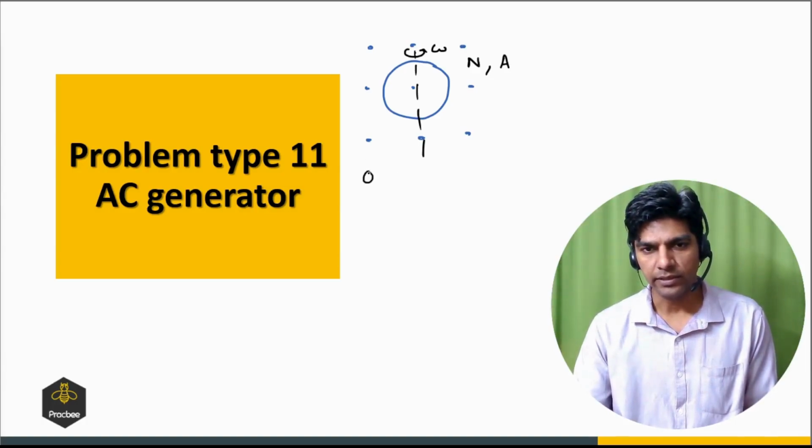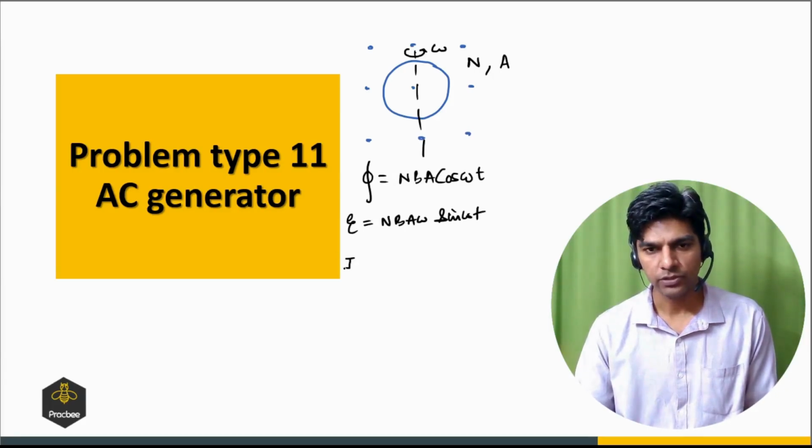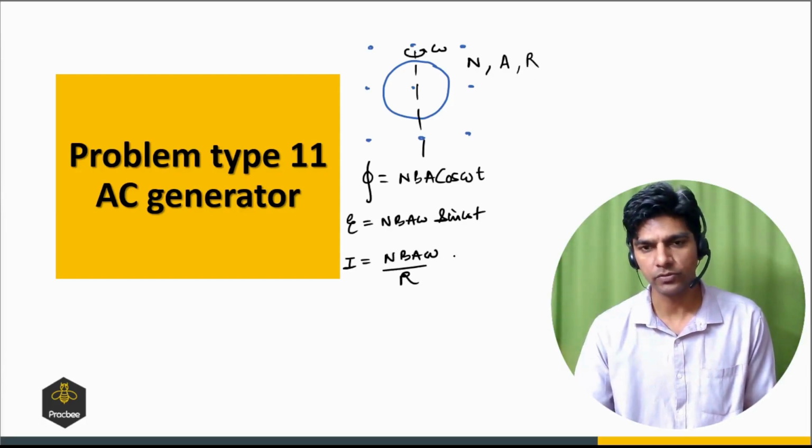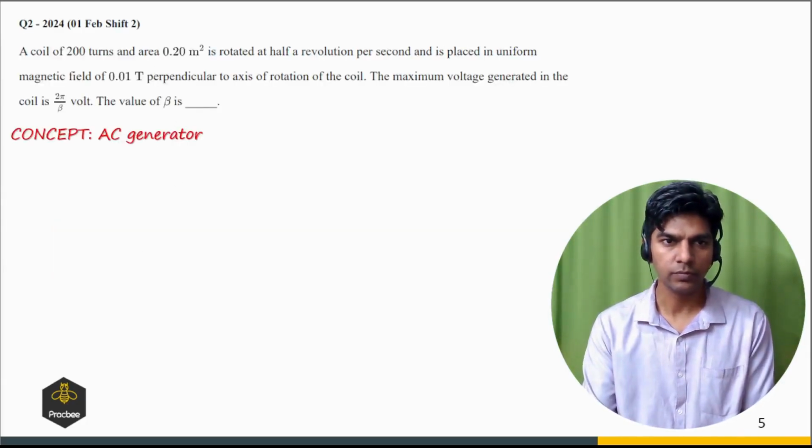So the instantaneous flux will be given as NBA cos omega t. So the induced EMF will be given as NBA omega sin omega t, and the induced current will be NBA omega by R, where R is the resistance of this coil, sin omega t. Okay, so this you have to remember in AC generator. Now let us see a question based on this.